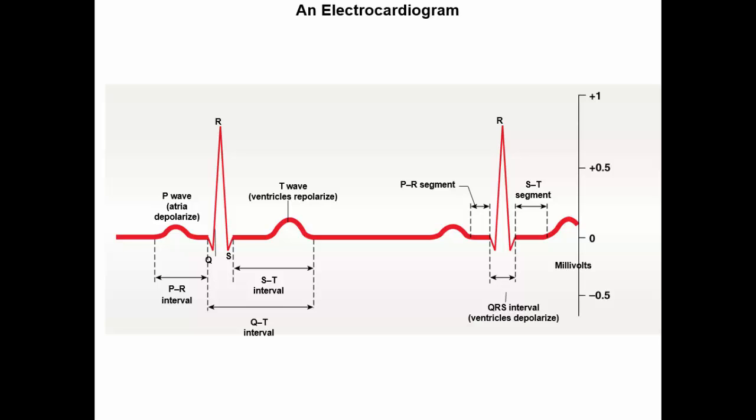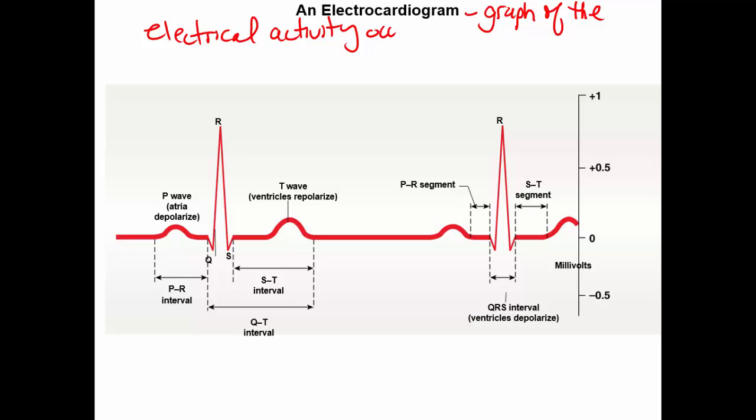So there is a way to actually measure the electrical activity occurring in the heart, and that's something called an electrocardiogram, which is a graph of the electrical activity occurring in the heart as measured at the body surface. So again, this is a graph of the electrical activity occurring in the heart as measured at the body surface.